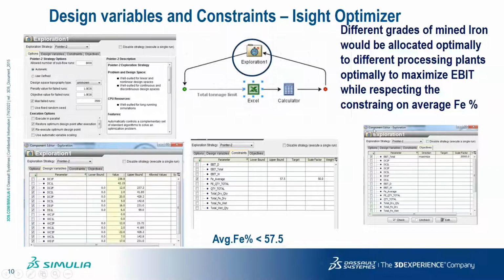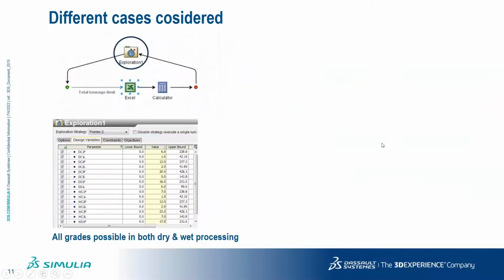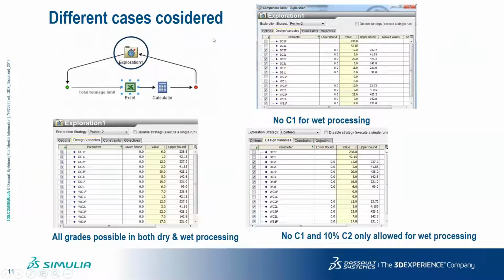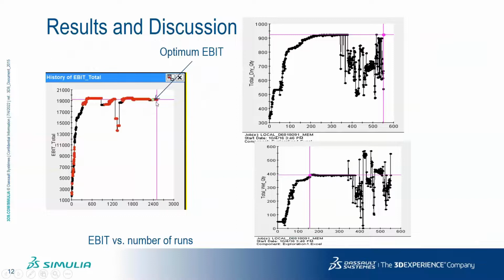So this was the whole setup that we have done, and this is just a different case that we have considered as well. But overall, we were able to achieve the best optimal result, probably after close to 2,200 iterations. Just to give you an idea, it's not just for the regular simulation domain. If you're looking at logistics, trying to minimize the overall cost, or any financial calculations, you can use Isight for any of these applications as well.